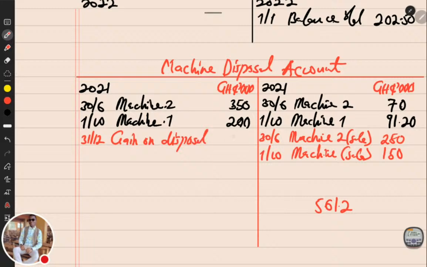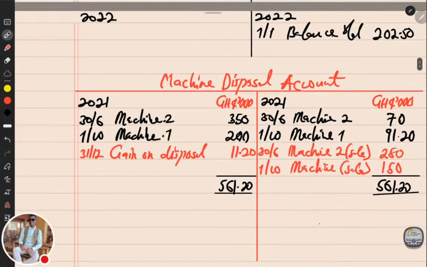And the difference was what? 11.20. So you just have to close the account with respect to that. Then everything closed. So we have what? 561.2. Say 0. Close it. Let me try to bring this down a bit. Then we have here as such 561.20, and we are through. So this is also how the machine disposal account will go.